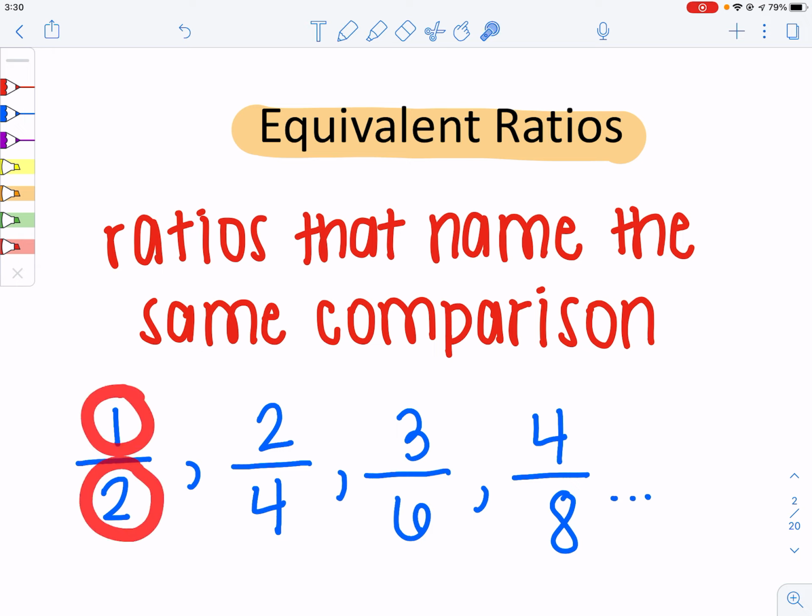Eating 1 out of the 2 pieces of the candy bar is the same as eating 2 of the 4 pieces, which is the same as eating 3 of the 6 pieces. So it's all a half. You're eating a half of a candy bar.